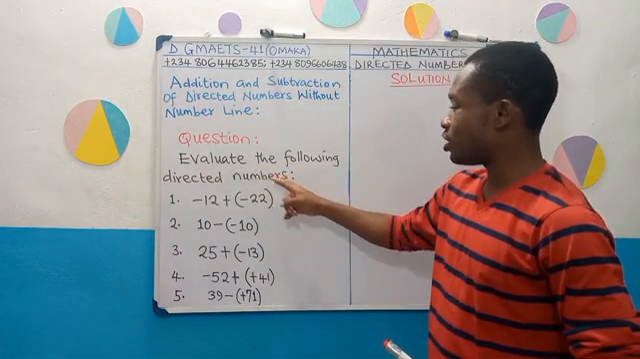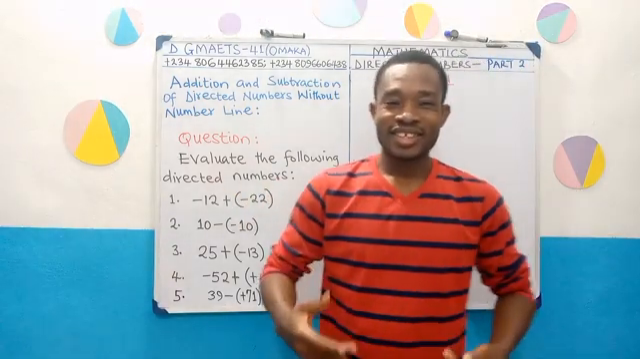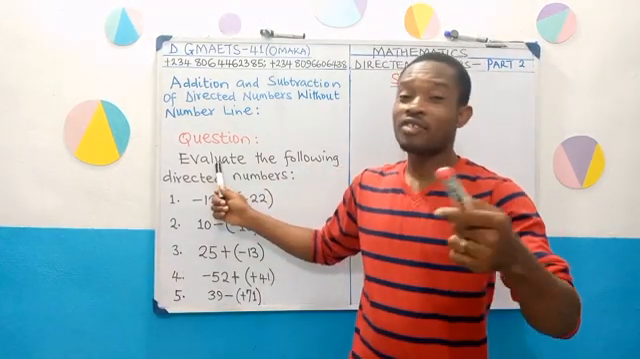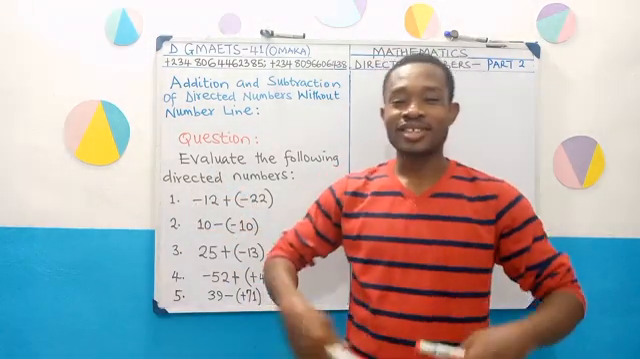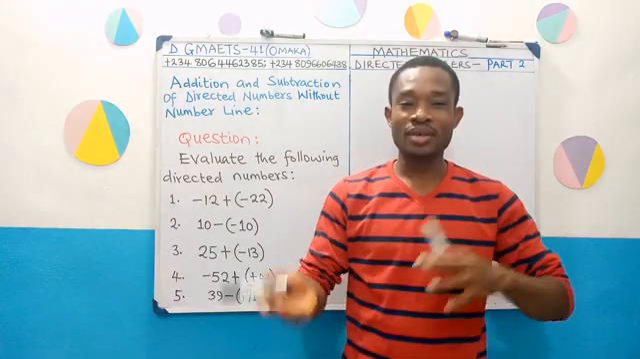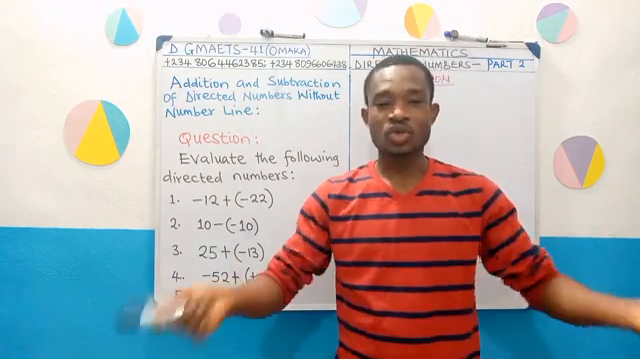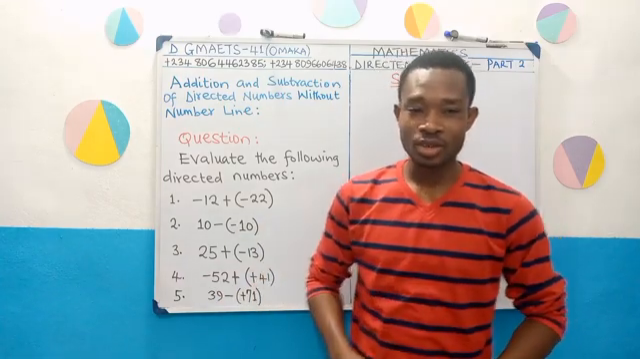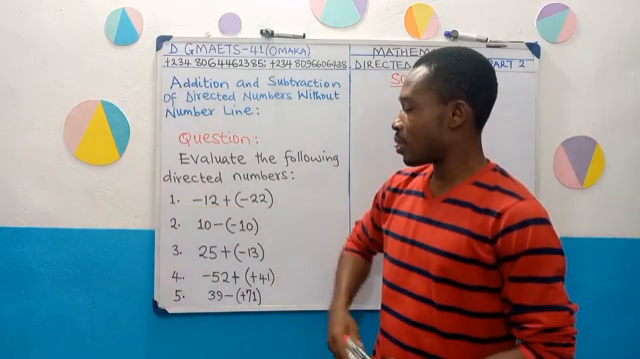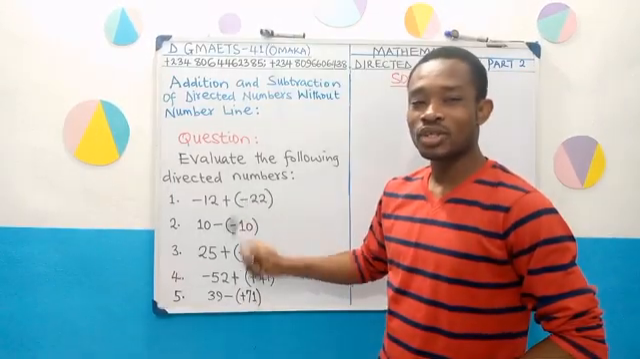Question: evaluate the following directed numbers. It is either we use the word evaluate or you will be told simplify. Simplify, evaluate. We use them interchangeably, okay? They still mean to solve the question. So we have these 5 questions on the board. Let's see how we handle them. Number 1, minus 12 plus minus 22.